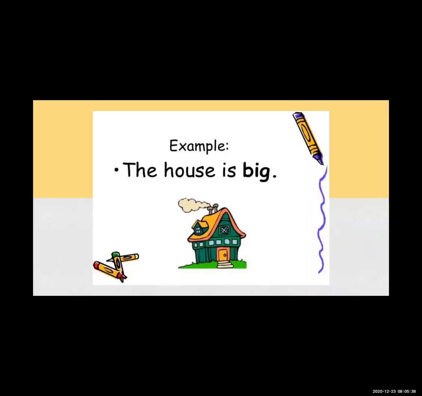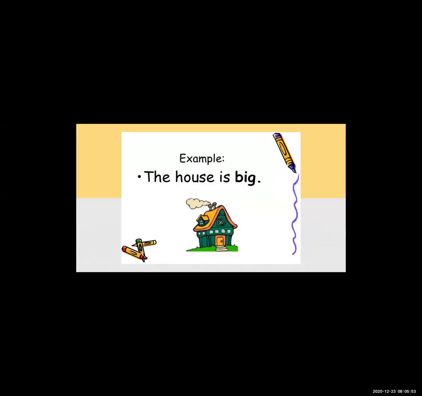Suppose this is an example of positive degree: the house is big. Here only one house is there, so I am saying that this house is big. So here we are not doing any comparison.